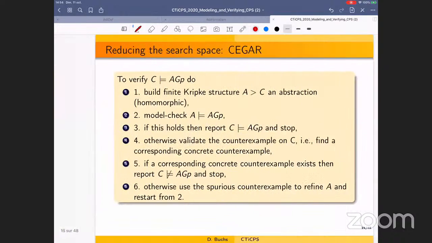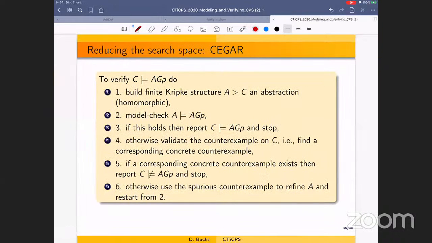Abstraction is the CEGAR approach. So here there is the algorithm that is used for the CEGAR approach. The CEGAR approach is a way of refining the abstraction in order to be sure that we are not dealing with wrong negative answers.